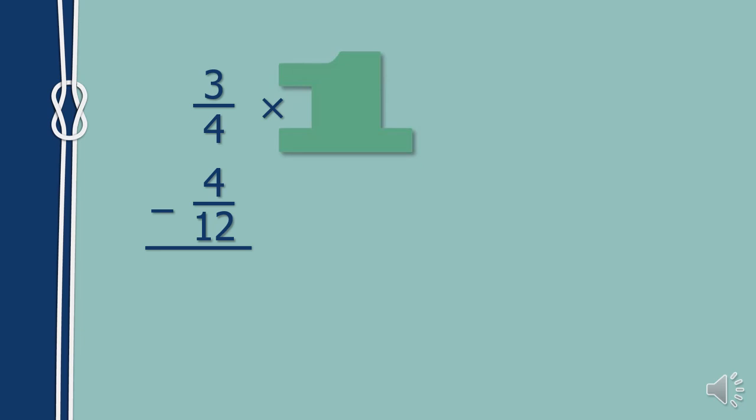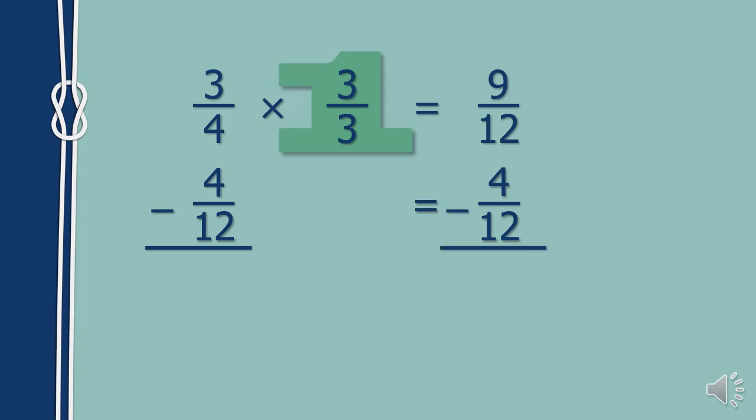Here's another one. 3/4 minus 4/12. You solve it first, and then check your solution with mine. All right, now we're going to need to rename 3/4 into 12ths, and to do that, we need to multiply by a name for 1. 3/3 should do it, and then we get 9/12. 9/12 minus 4/12 is equal to 5/12.